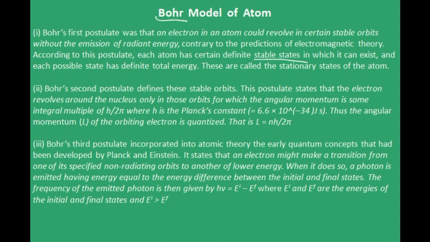The second postulate is that when the electron revolves in those particular states or orbits, the angular momentum of that electron will be an integral multiple of h by 2 pi, where in this equation n is an integer, note that. So angular momentum L will be an integral multiple of h by 2 pi. The third postulate is interesting. It gives an explanation for atomic spectra. He said that an electron can make a transition from one of its specified non-radiating orbits to another of lower energy. And when this happens, it gives out a photon.